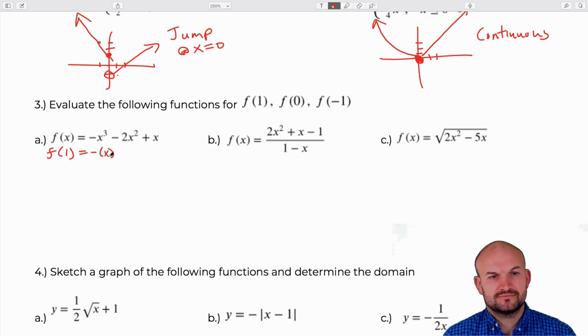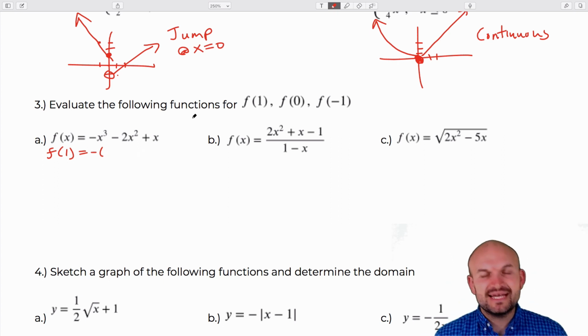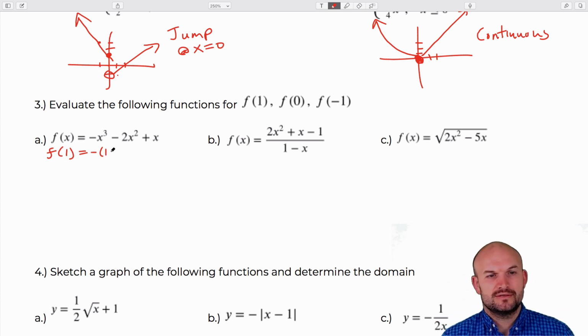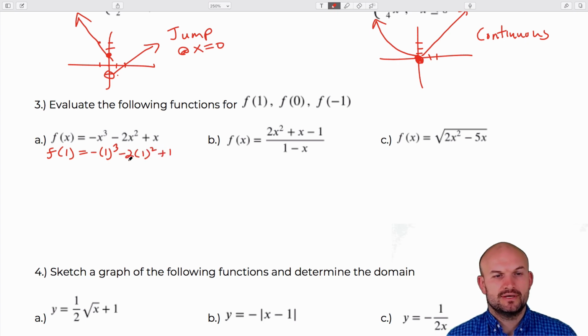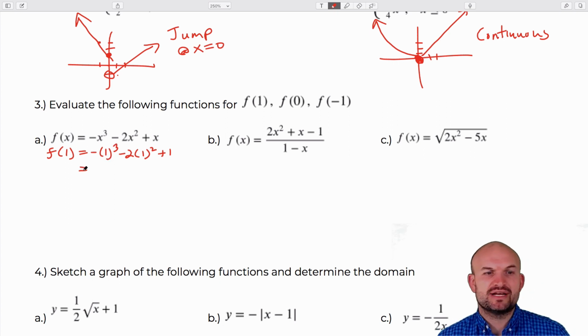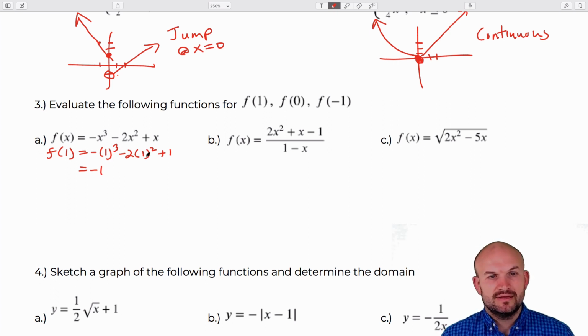x cubed minus 2. Why do I keep doing that? Why am I writing the 1, x? No, we're going to replace x with 1. So 1 cubed minus 2 times 1 squared plus 1. Just remember, whenever you have a positive number raised to an odd power, it's always going to be positive. So that's a positive times a negative, which is -1, and a positive times -2 plus 1. And therefore, this answer is going to be -2.